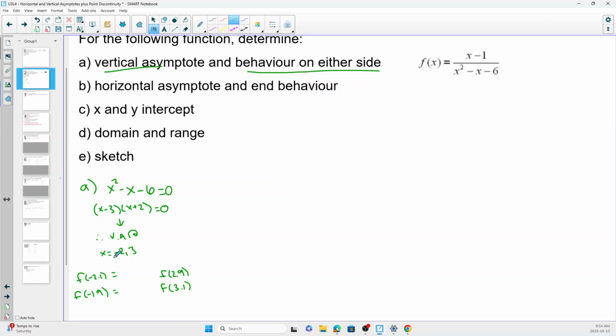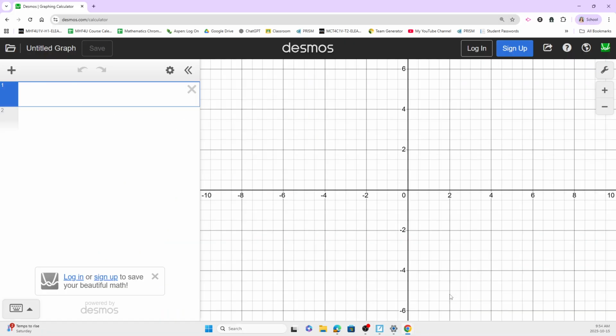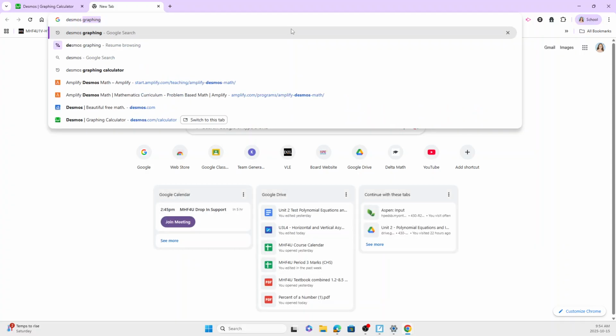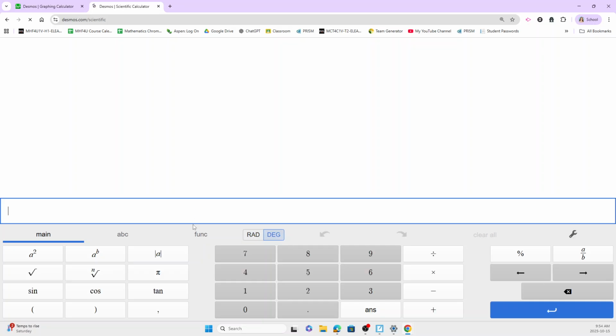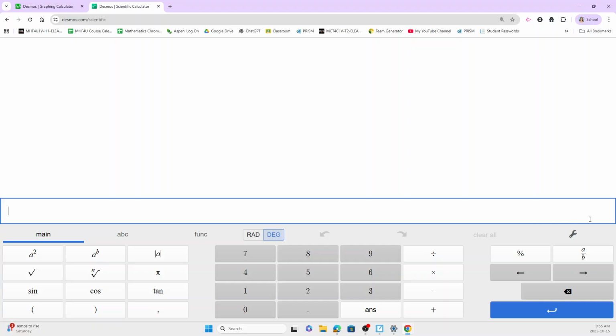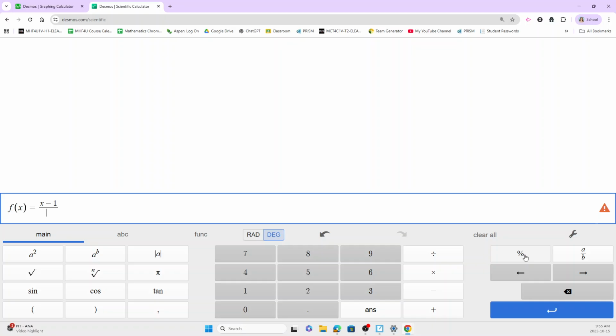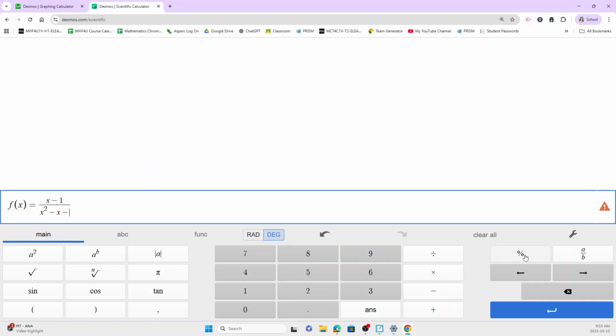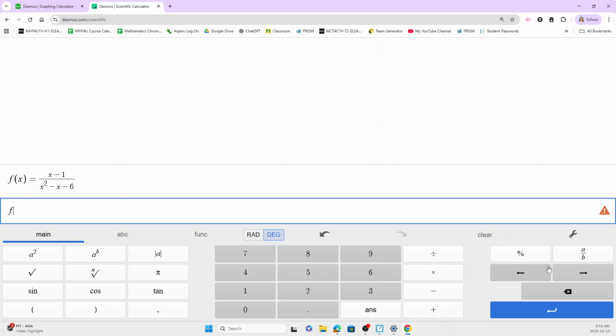I'm going to use a graphing calculator to help us. The reason I'm going to do this is because I don't want to give the graph away, so we're just going to use the Desmos Scientific Calculator, and I believe this should help us. Let's see, f at x is equal to x minus 1 over x squared minus x minus 6. And I wonder then if we can say f at -2.1.